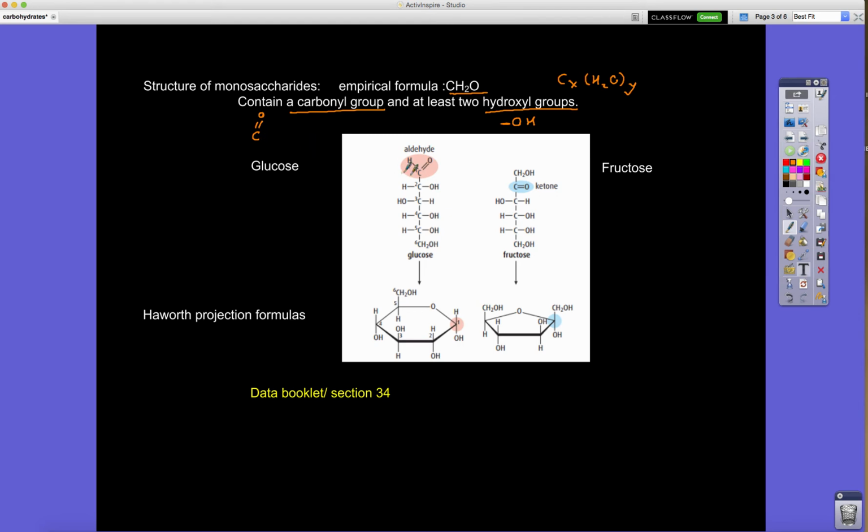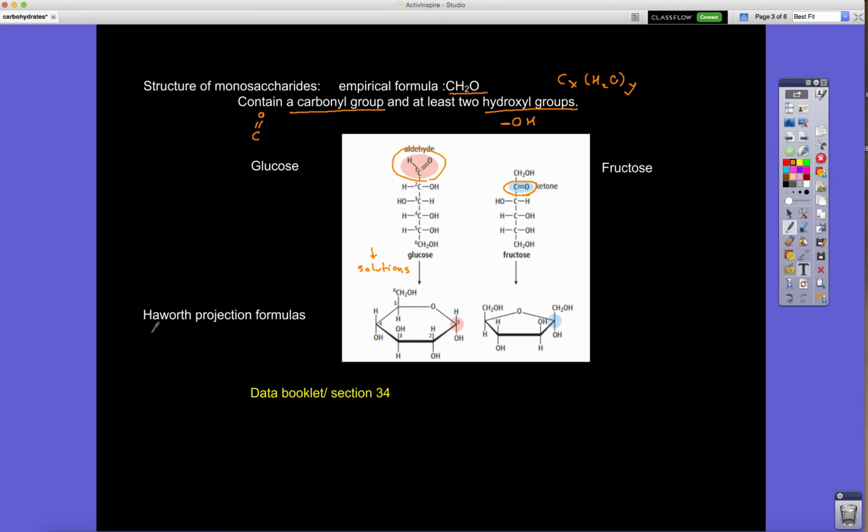Now this carbonyl could be an aldehyde or it could be a ketone. So your organic chemistry does not go away. So you have either aldose or ketose. And then when they are in solutions, they form cyclic compounds.